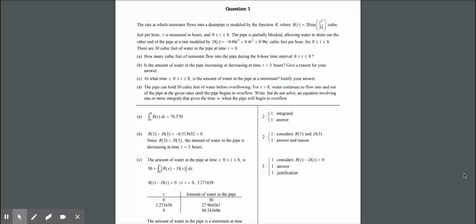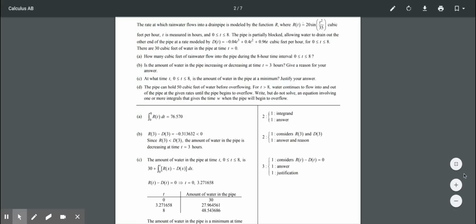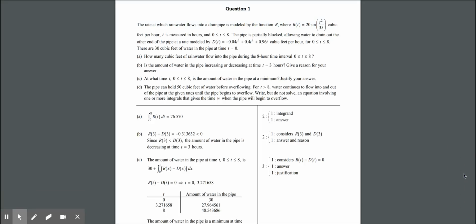It says, how many cubic feet of rainwater flow into the pipe during the 8-hour time interval? Hey, I know the rate at which it's going in. I know that the integral is going to accumulate or tell me the sum of all of the rain that flowed into that pipe over the 8-hour period. So I'm just going to take the integral from 0 to 8 of my R of T, the rate at which water is going in, and get my answer.